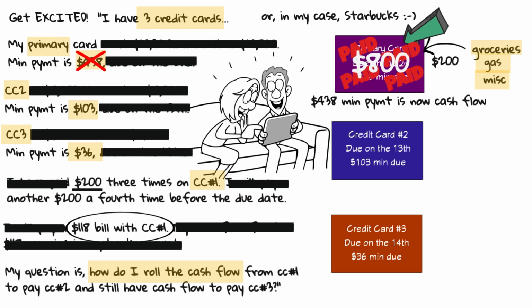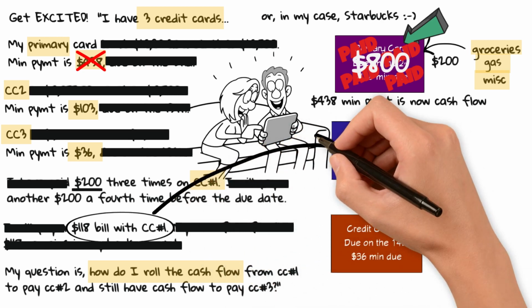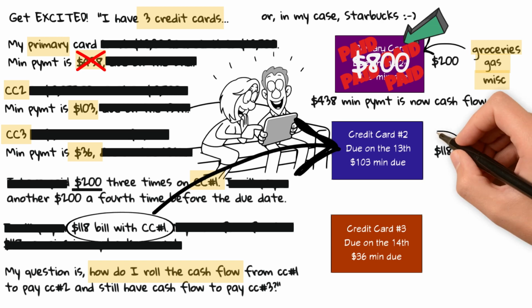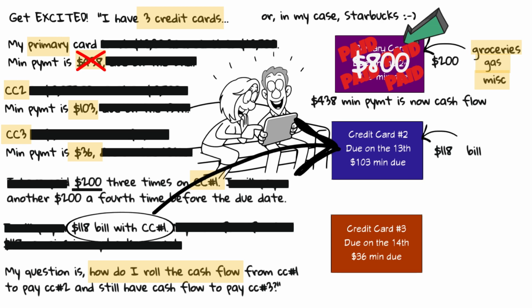No, because we want to make this as simple as possible. So if our groceries and gas are meeting our monthly obligation for our primary card, then we want to use that bill to meet the monthly obligation for another card. So when you look at credit card 2 and it has $103 due and you have a bill that's $118, then what you're going to do is make the monthly minimum payment for that credit card for the exact amount of that bill. So instead of $103, you pay $118.